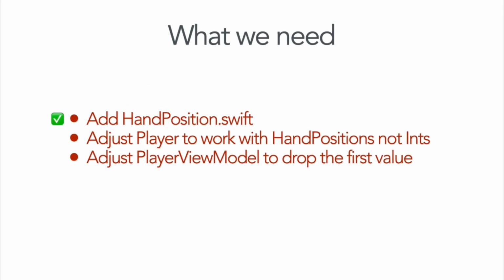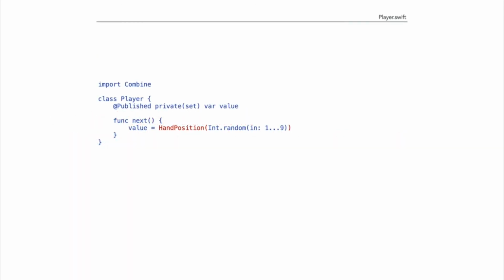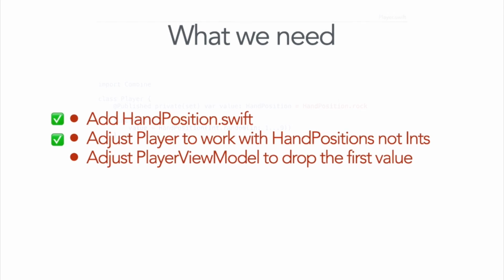Now let's move to player. Player has to work with hand positions instead of ints, and so when I tap next, it won't just pick a random number between 1 and 9, it will use that init to turn it into a hand position, and so our value will be stored as a hand position, and I'll initialize it to rock. I've initialized it to rock, which means every time I start my app, just like we used to always see 0 on the screen, we're going to see rock on the screen. That's a little more annoying when we have hand position than when we had an int, and so we're going to adjust the player view model to drop the first value so that it isn't always rock.